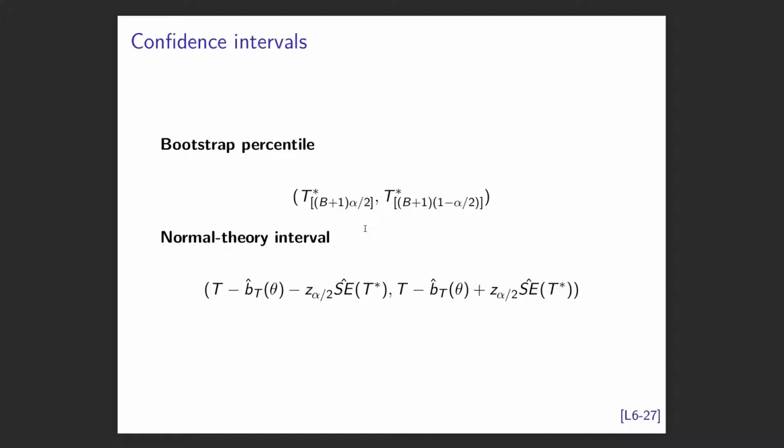Notice the normal theory interval is slightly different. In this case, they automatically do a bias adjustment in their 95% confidence interval. So you've got your usual, the first bit looks almost right. You've got this t minus b hat of theta, but then they do plus or minus z alpha on 2 and your standard error. I'd never seen this before.